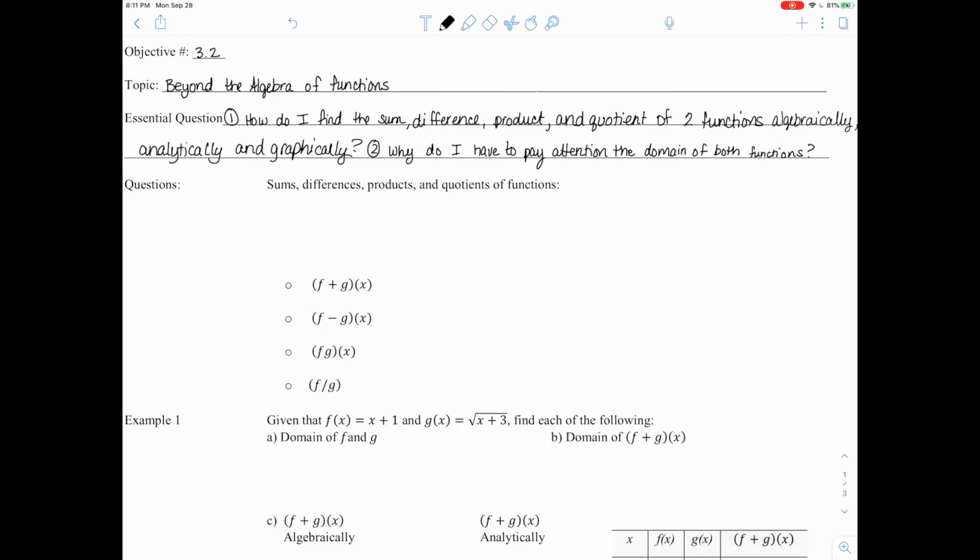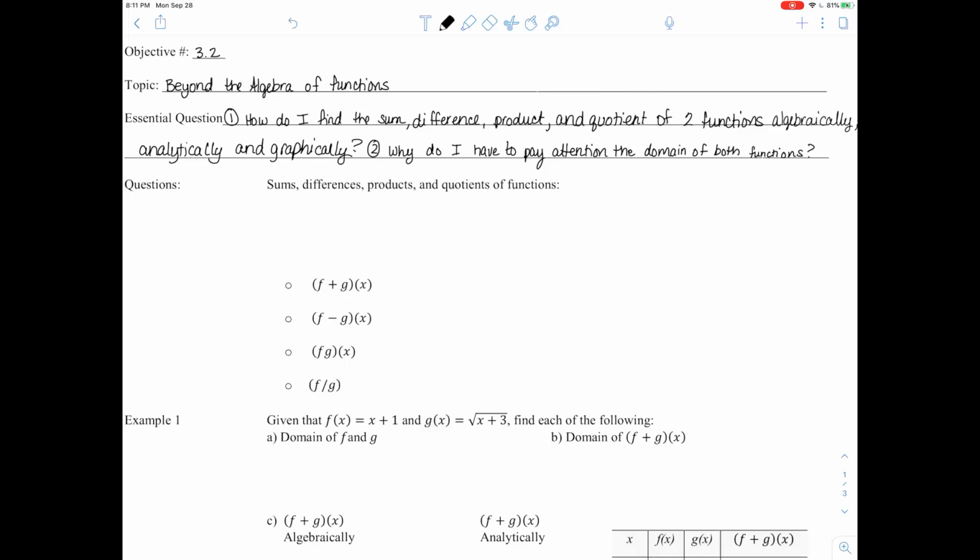The other thing to pay attention to as we're going through the lesson is, why do you even have to pay attention to the domain of both functions, whether you're adding, subtracting, multiplying, or dividing them? So let's start off with the definition for the sums, products, differences, and quotients of functions.